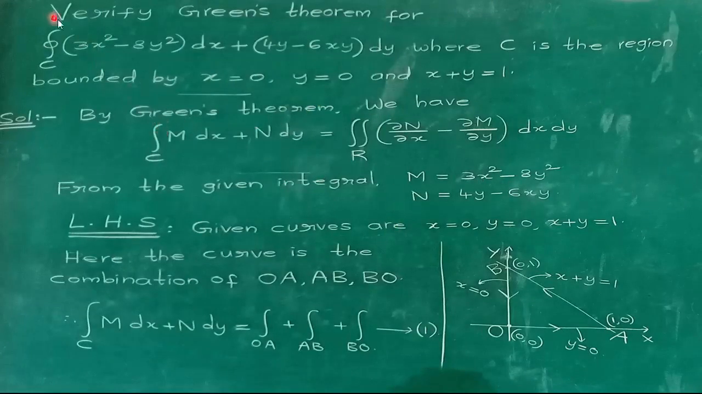What is that third problem? Verify Green's theorem for integral c 3x square minus 8y square into dx plus 4y minus 6xy into dy, where c is the region bounded by x is equal to 0, y is equal to 0 and x plus y is equal to 1.